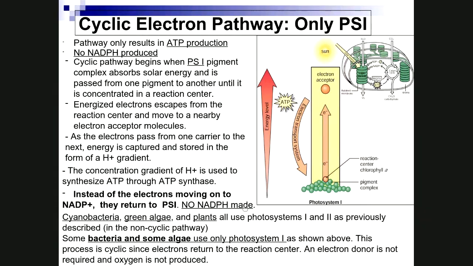So normally, if we have a non-cyclic cycle, we're going to have an equal number of ATP and NADPH made. But sometimes we want to make more ATP than NADPH. If we want to make more ATP than NADPH, we can stop making more NADPH by going to a cyclic cycle where the electrons are not moved on to NADP+. Now, some bacteria and some algae, for example, tend to do it all the time.